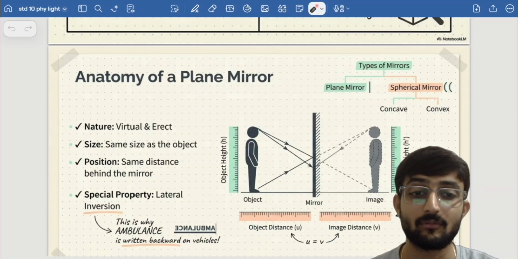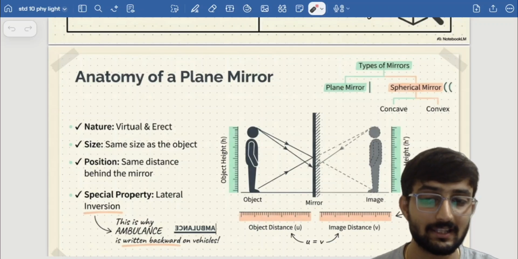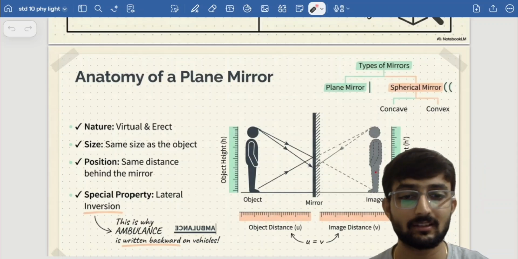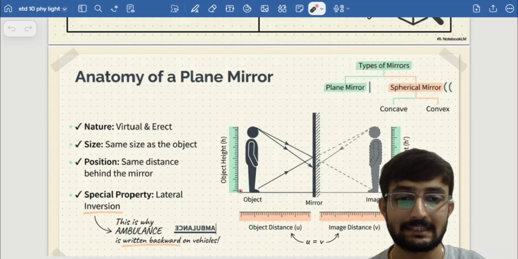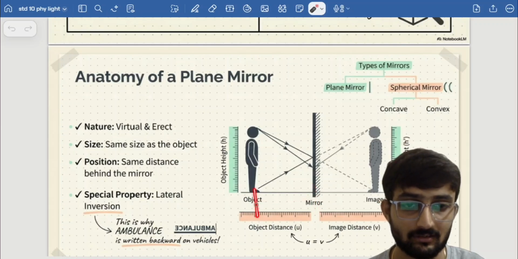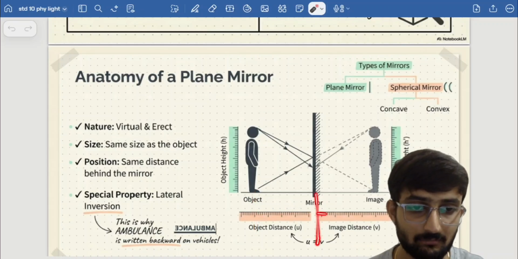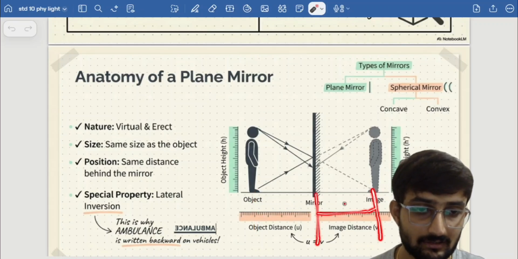But plane mirrors have a very special property called lateral inversion. Your left side appears as the image's right side and vice versa. Okay, so as I told, let's assume that you are standing in front of a mirror at this point. Let's guess it's 1 meter. So your image distance is also 1 meter.